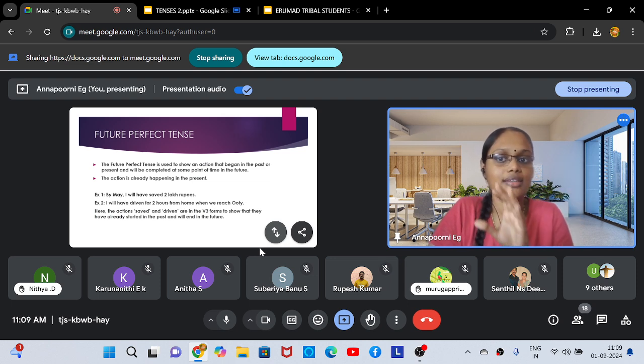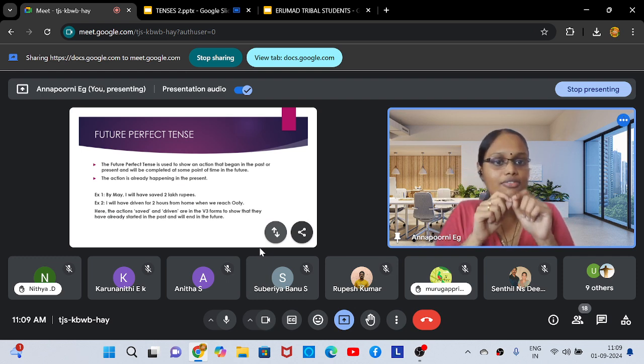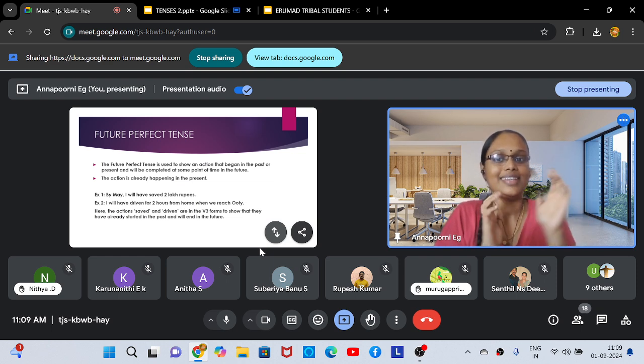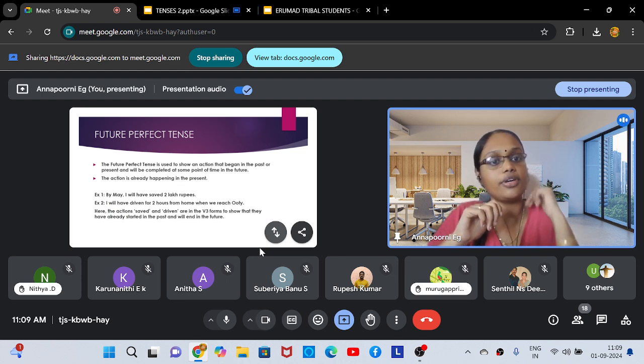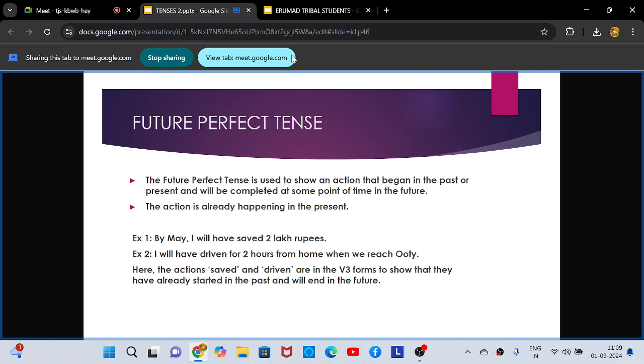This action is written in future perfect tense. Started in the past, still happening, will complete in the future. So this is called future perfect tense. Now I will read the definition again, you will understand. The future perfect tense is used to show an action that began in the past or present and will be completed at some point of time in the future.